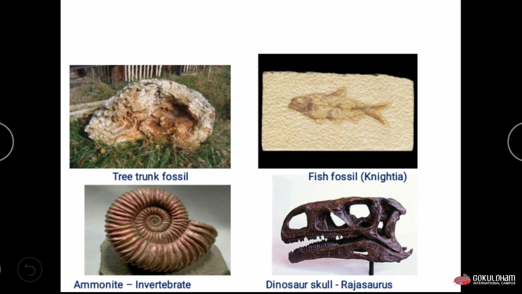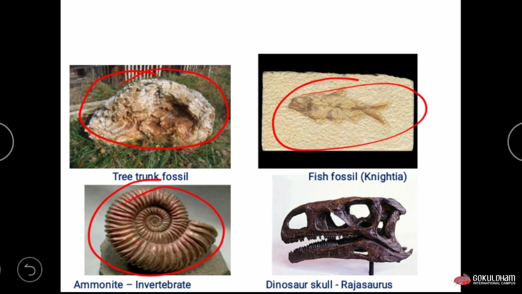These are the different types of fossils. Tree trunk fossil, you can see here. This is the fossil of a tree trunk. This is the fossil of a fish. This is the fossil of an invertebrate, and this is the fossil of a dinosaur, the skull of a dinosaur, which is found here in Gujarat also.